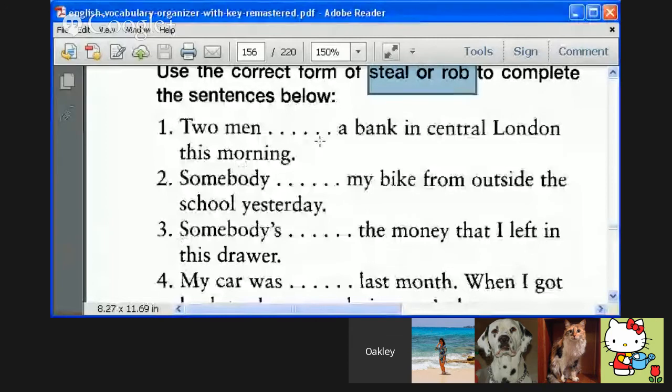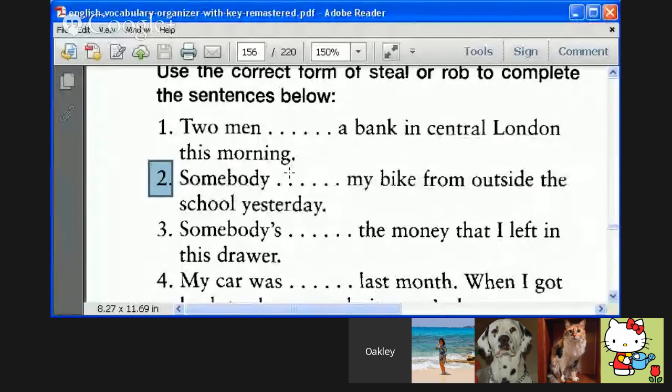Okay, Heidi. Number one here. 2 men robbed a bank in central London this morning. Right. We absolutely have to use robbed, because it's very difficult to steal the bank. That would mean, if you said they stole the bank, that they lifted the bank off the ground with giant helicopters and a helicopter crane and moved the whole bank away. Absolutely, that would be crazy. Kind of thing you might see in a movie.